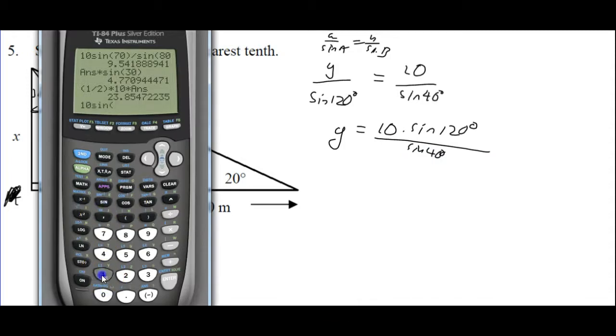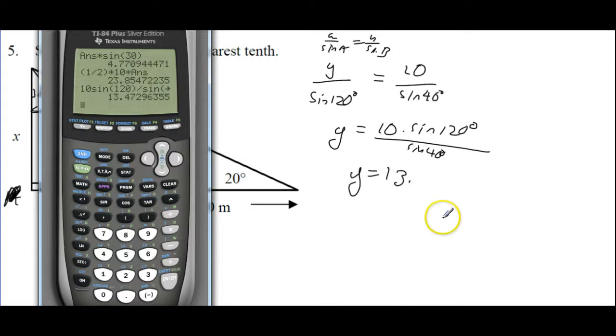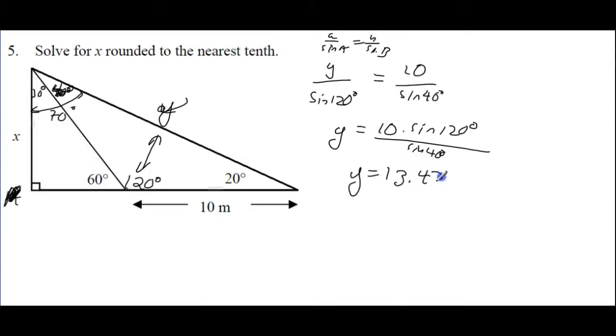10 sine 120, make sure you close the bracket there, right? Divided by sine 40, don't need to close the bracket here because it's the end of the calculation. So y is 13.47296354729635, and so on. Okay, remember we're keeping that. We will round only the final answer.